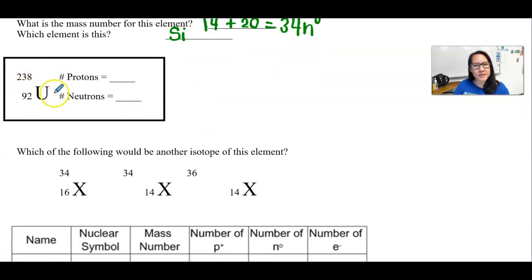If I were looking at this symbol, how could I determine the number of protons and the number of neutrons? Well, this number is the atomic number. That equals number of protons. This number is the mass number. So to determine the neutrons, we'll take 238 minus 92, and that's going to equal 146 neutrons.